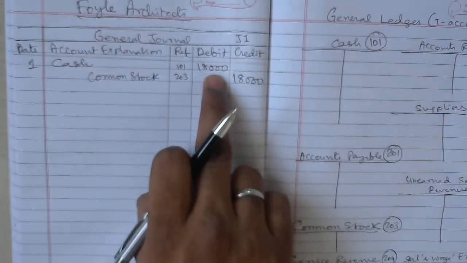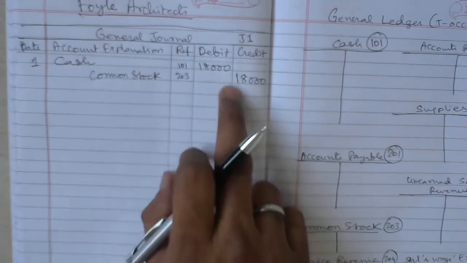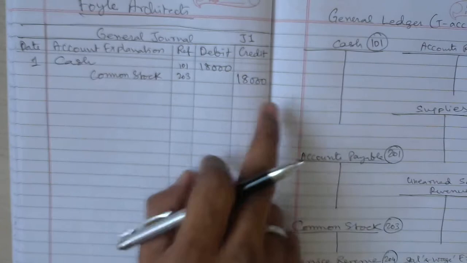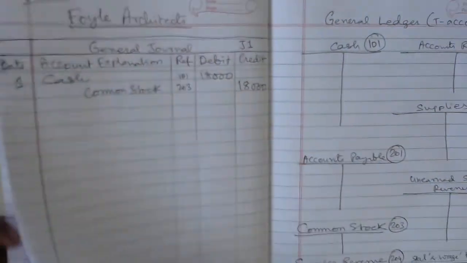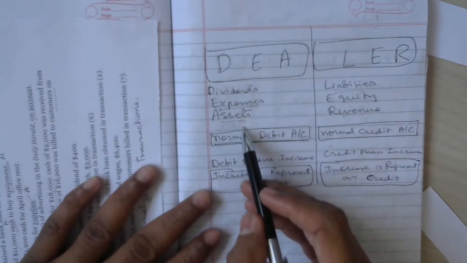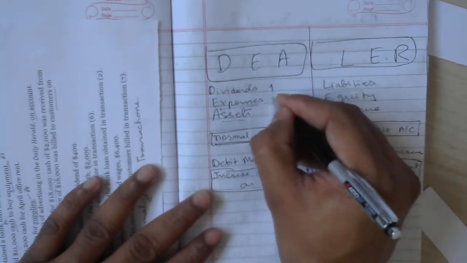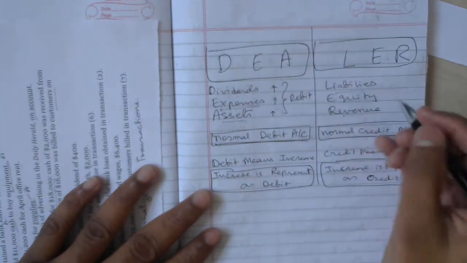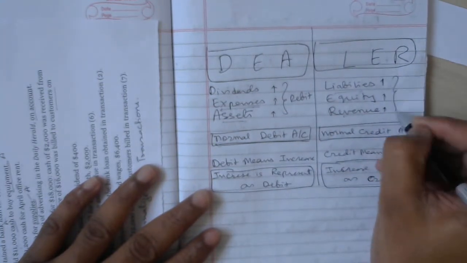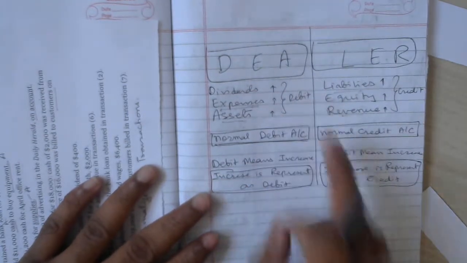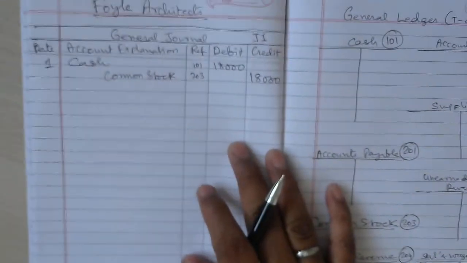And why is cash in debit? Because cash is an asset and an increase in asset should be debited, and common stock is equity, and an increase in equity should be credited. If you see my previous videos, I have explained that. Dividends, expenses and assets, if they are increasing, increase means debit, decrease means credit, whereas here increase means credit. So increase of these three means credit, increase of these means debit, and the opposite. Okay, anyway, let's go back to our next transaction.